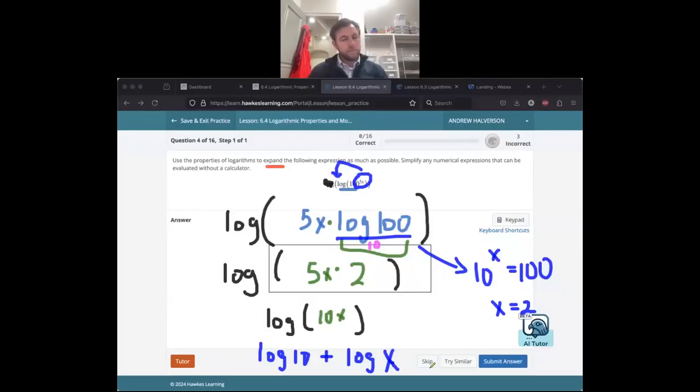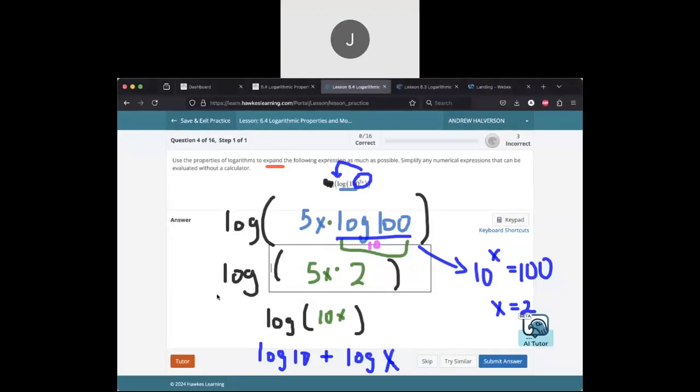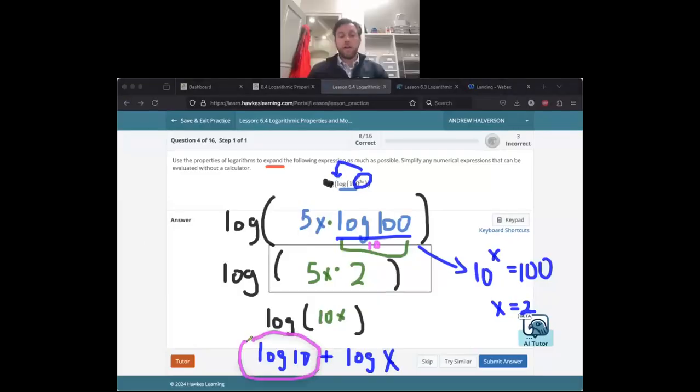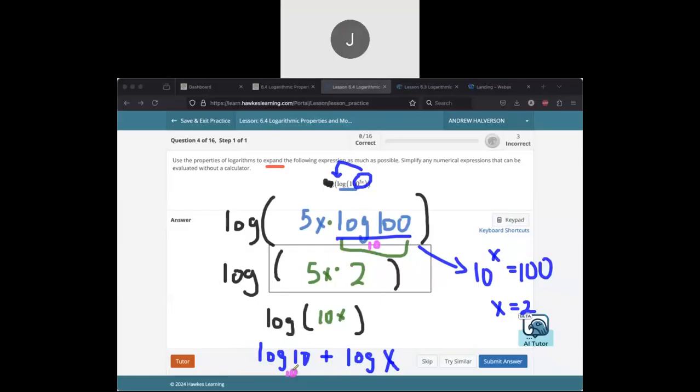Okay, I do have a question. No, this one here can simplify, because remember, it's a log base 10. When I don't write the base, it is a log base 10. Okay, that's what I was going to ask you. Log base 10 plus log of x. It wouldn't be log of 10x?